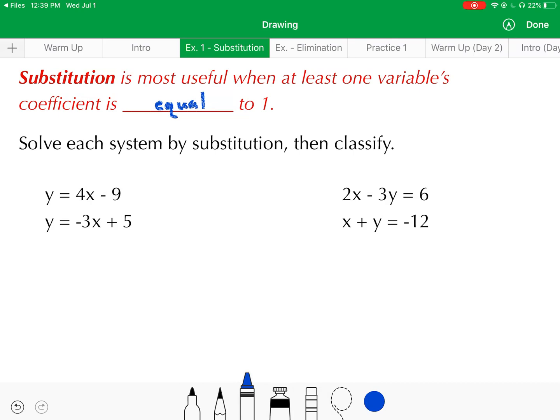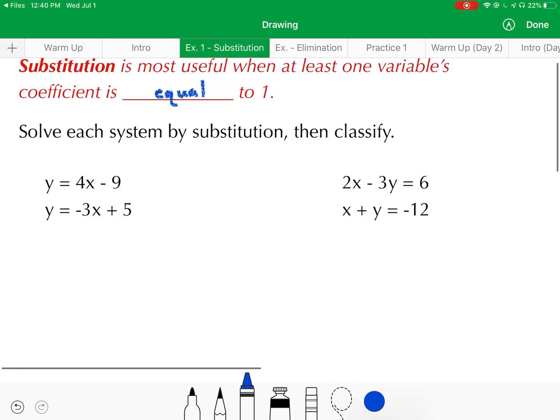Starting with the system that's over on the left-hand side, we have y equals 4x minus 9, and we have y equals negative 3x plus 5. Notice how both equations have the y variables with coefficients of 1. That means this is perfect for substitution, okay? So what I'm going to do is take the expression of 4x minus 9 that y is equal to in the first equation, and I'm going to substitute it in for y in the second equation, because ultimately I'm trying to find when their x and y values are the same, right?